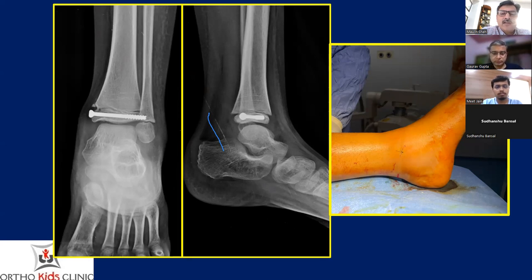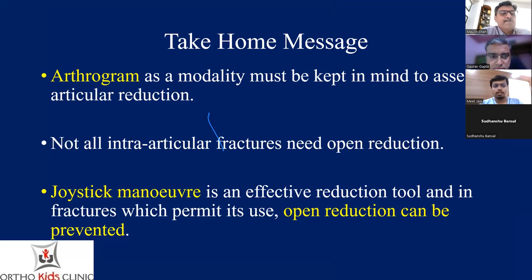Another thing: we always thought that it would need an open reduction, but with this joystick technique, which Meet suggested, that let's do a joystick, that's a very good idea. With a joystick, you pass a temporary wire, and you pass your guide wire and then fix it. So this is a good technique to deal with it. Okay, Meet, good points. Move ahead.